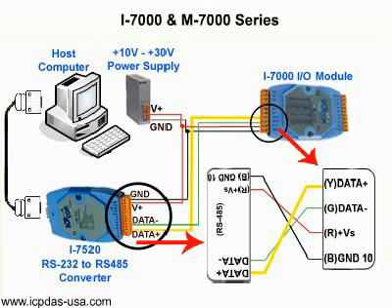Connect the power as indicated in the diagram. This converts the RS-232 signal from your computer to RS-485 so it can communicate with the 7000 module.